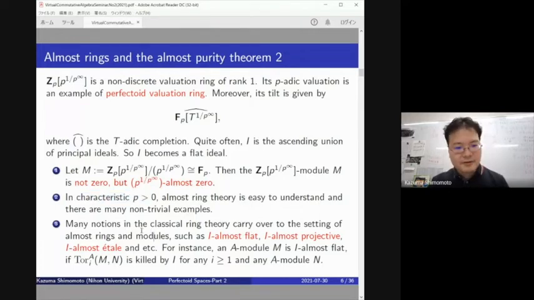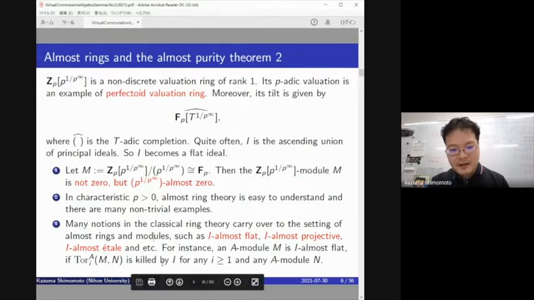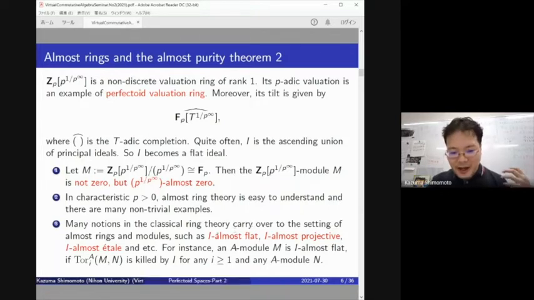Many notions in classical ring theory carry over to the setting of almost rings and modules, such as I-almost flat, I-almost projective, and so on. For instance, an A-module is I-almost flat if Tor_i(M, N) is killed by I for any i greater than 0 and any A-module N. So this almost notion depends on the choice of I. That's why I say I-almost something.